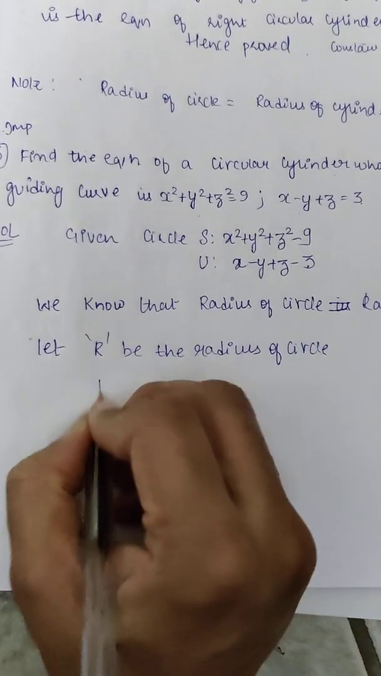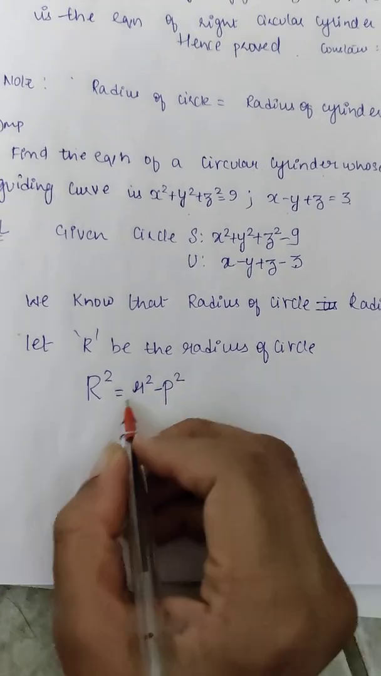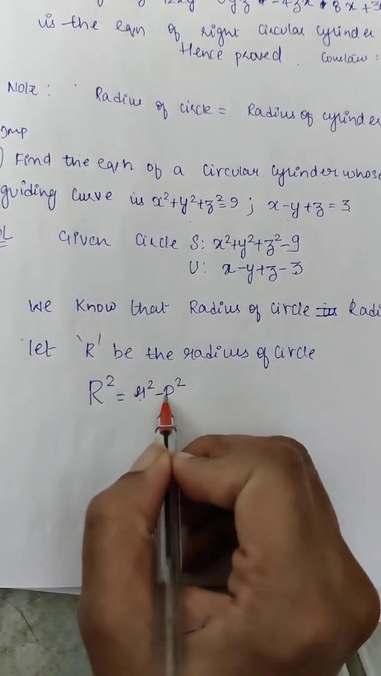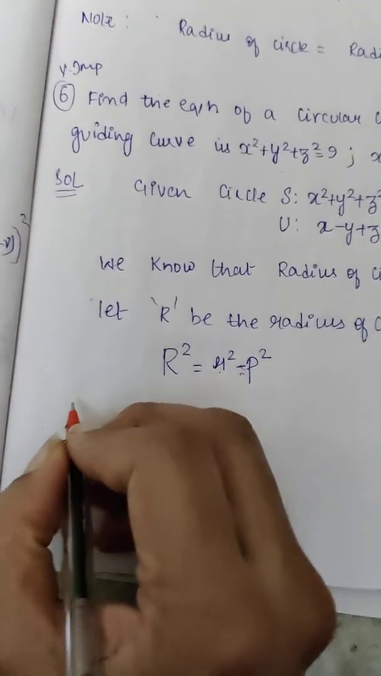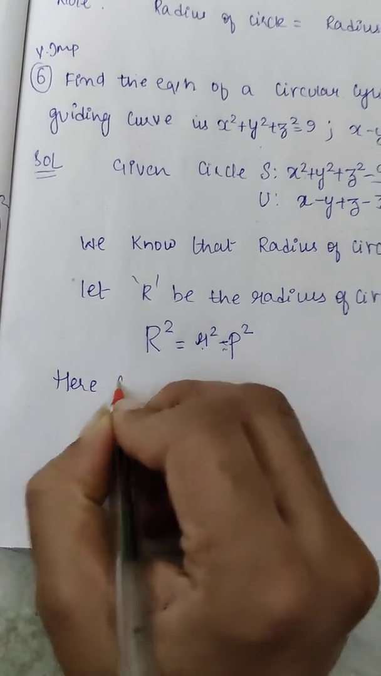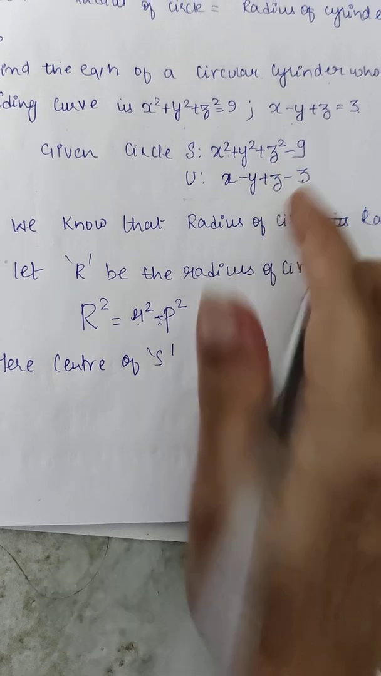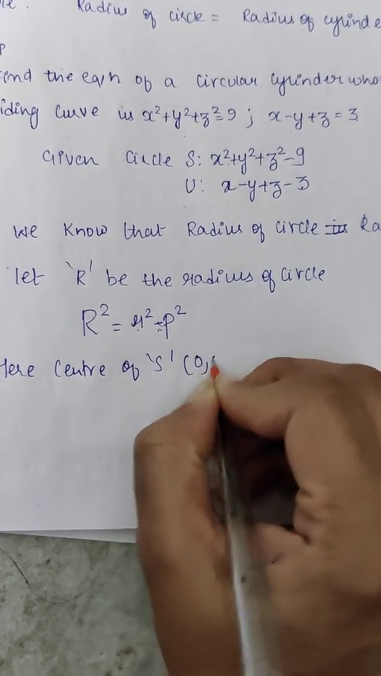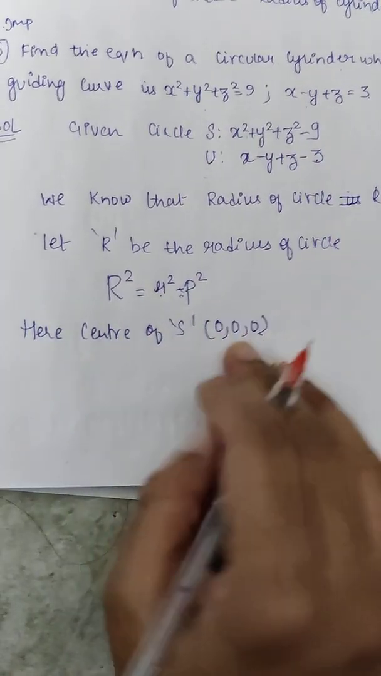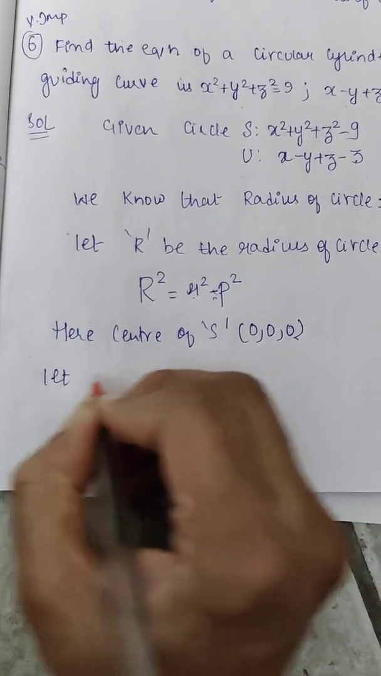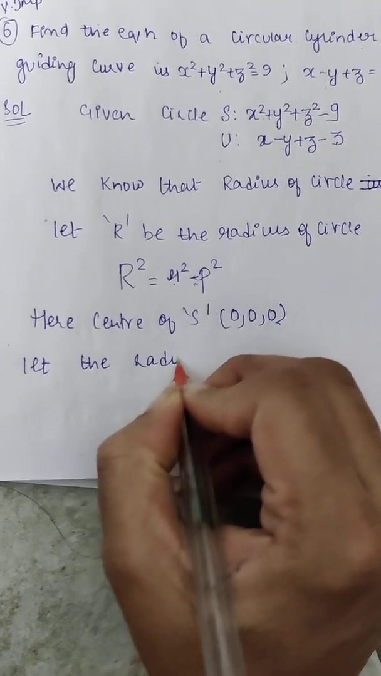What is the formula for R, girls? It's capital R square equals small r square minus p square, where r is the radius of the sphere and p is the perpendicular length to the plane. So in order to do that, I need the center of S. The center is not mentioned, so it's going to be 0, 0, 0. What else do I need? Besides the center, I need to find out the radius of the sphere.